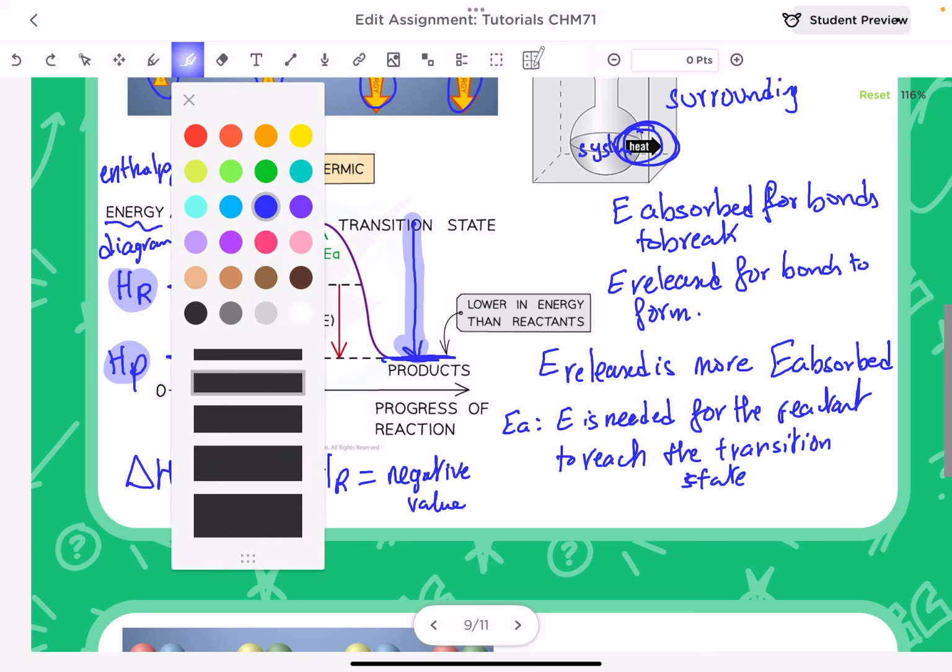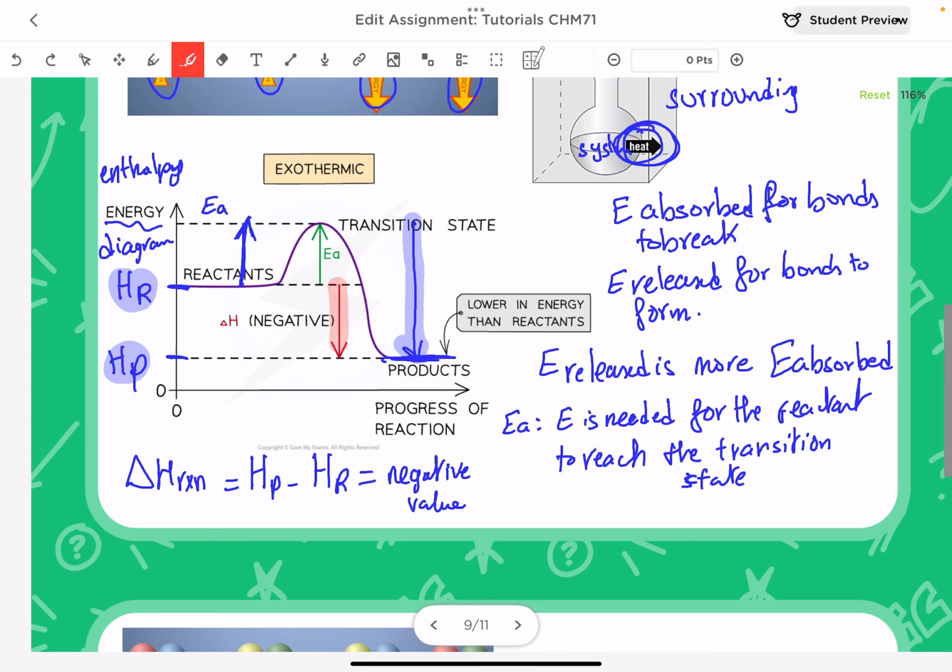And the enthalpy of the reaction is presented here on the diagram. So, this is the activation energy. This is the enthalpy of the reactant. This is the energy released to form the product, and this is the enthalpy of the product.